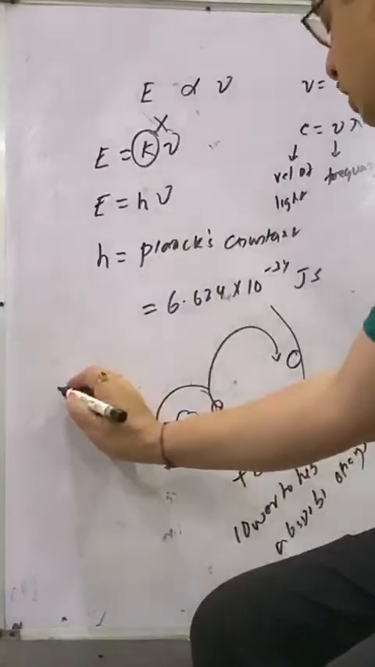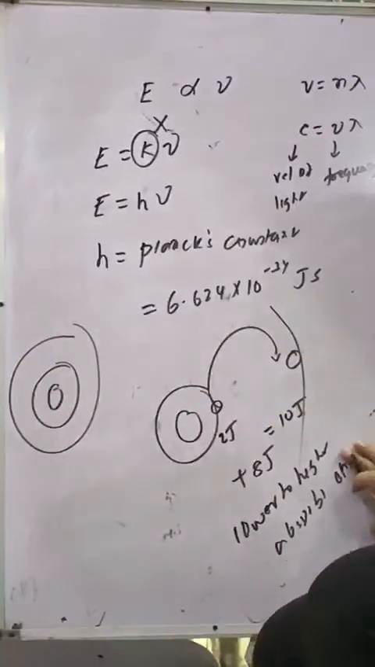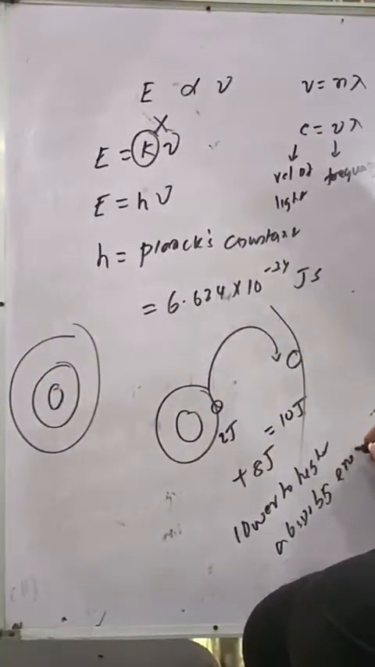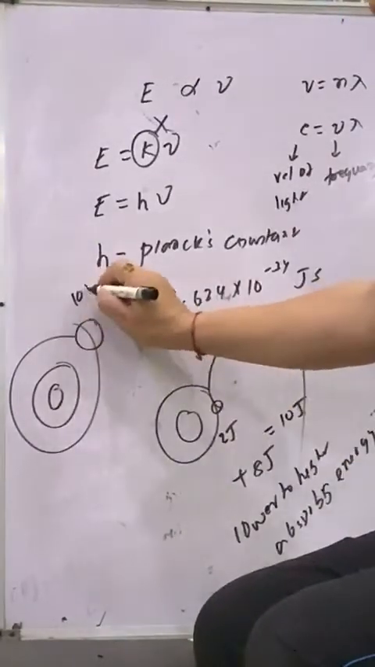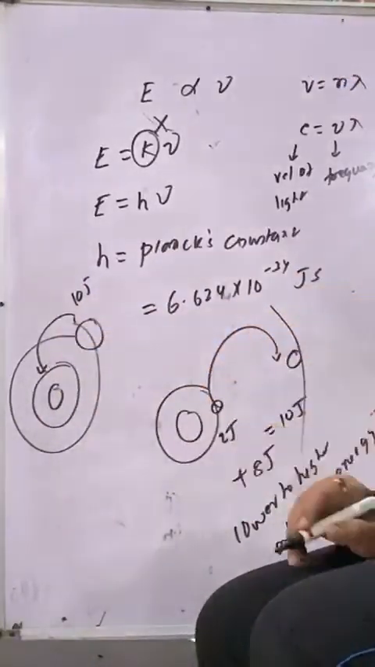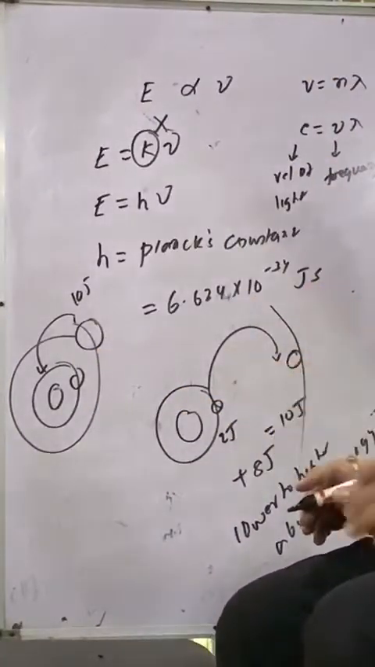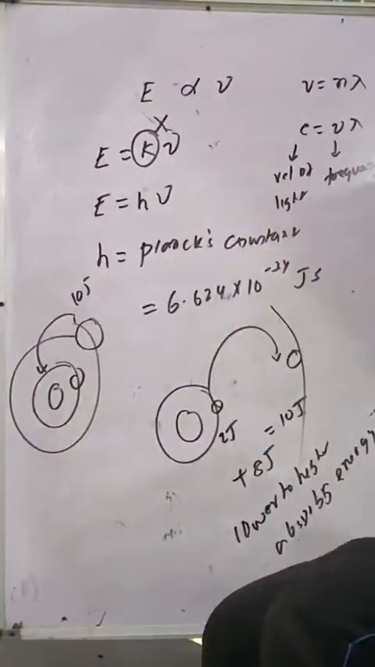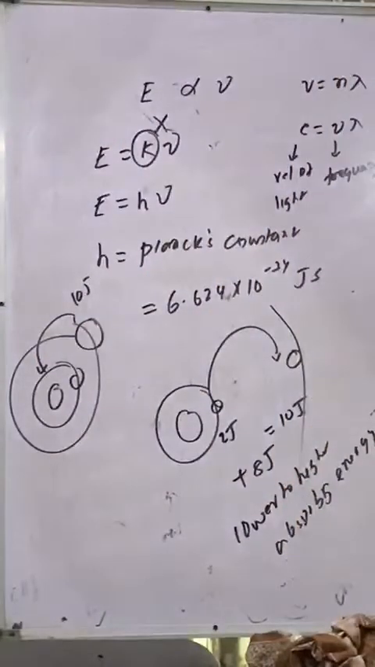But undoubtedly, say 10 joules are there and it comes back to 2 joules. That means it has to lose 8 joules of energy. So when it is jumping from the higher energy level to the lower energy level, it has to release or lose energy. Okay, this is what Bohr's third statement says.